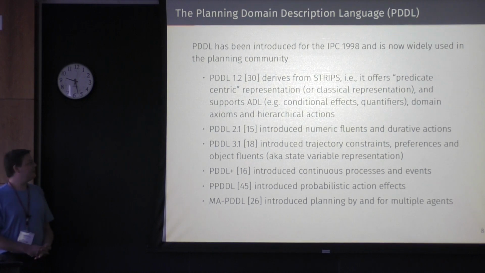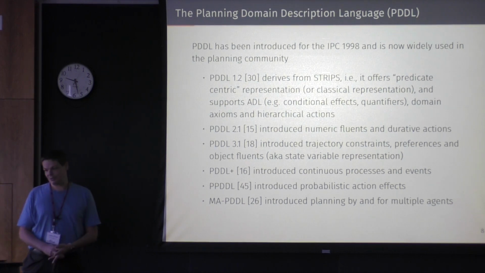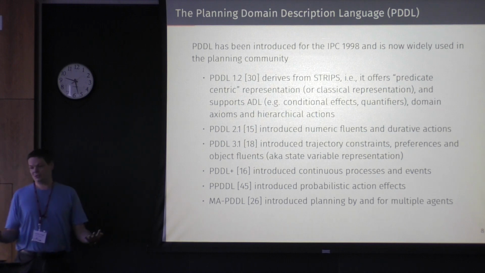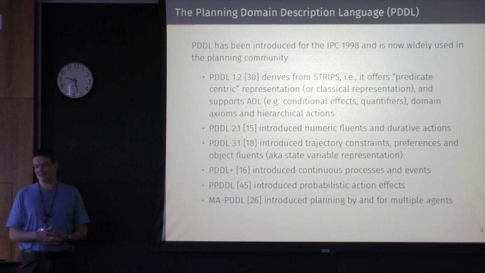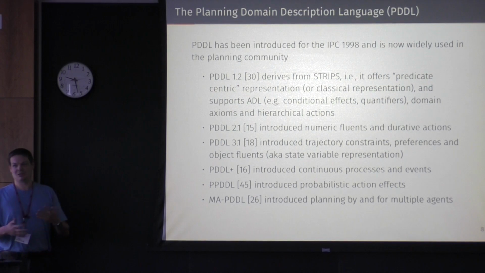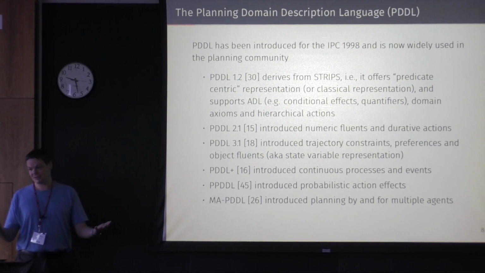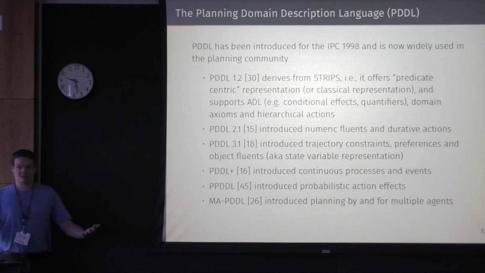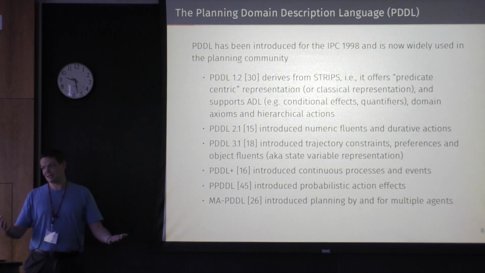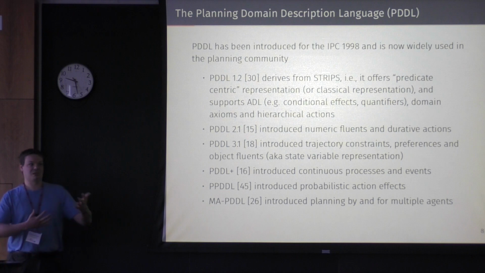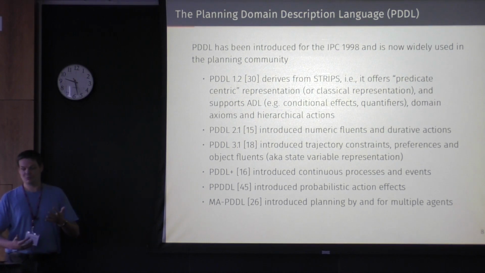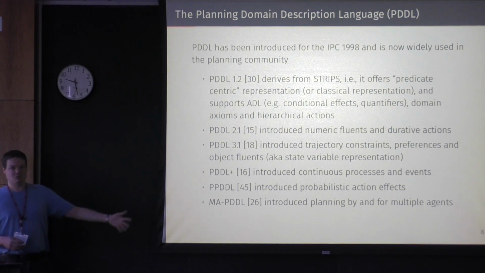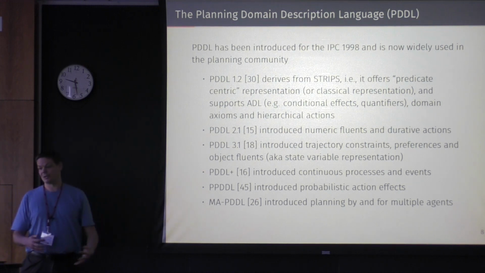Interestingly, PDDL 1.2, which is basically one of the first ones, uses a predicate-centric representation, which, if you know the notion of classical representation, means that the environment or the world is represented by predicates. Which means that you somehow specify the relation between objects, like a robot is at some location, or the robot carries a box, or whatever.